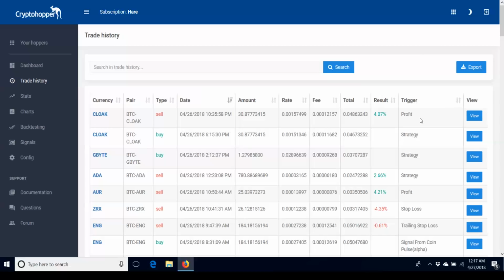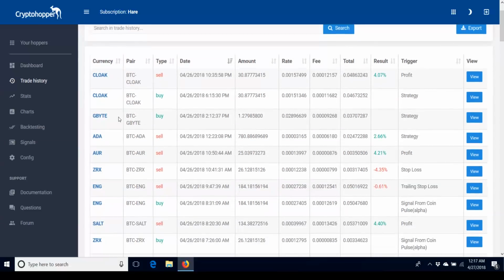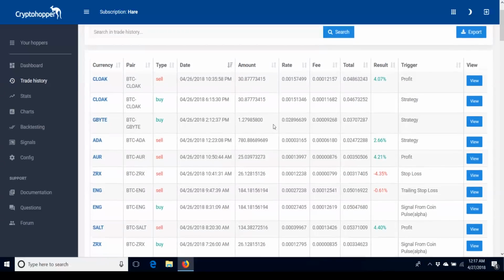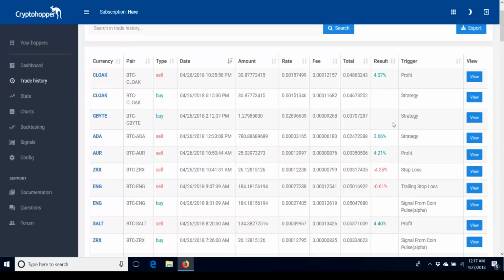So this one triggered because it got over 4% profit, so it triggered the take-profit sale, and it did that. That one, it did not own very long. You can see it bought it at 6.15 and sold it at 10.35 on the same day, so in 4 hours it made 4%. So sometimes it does really well. And it bought it because of the strategy that it was following. It also bought this Gigabyte that I'm currently holding right now. You saw it's down, but it's still holding, so it didn't actually sell.